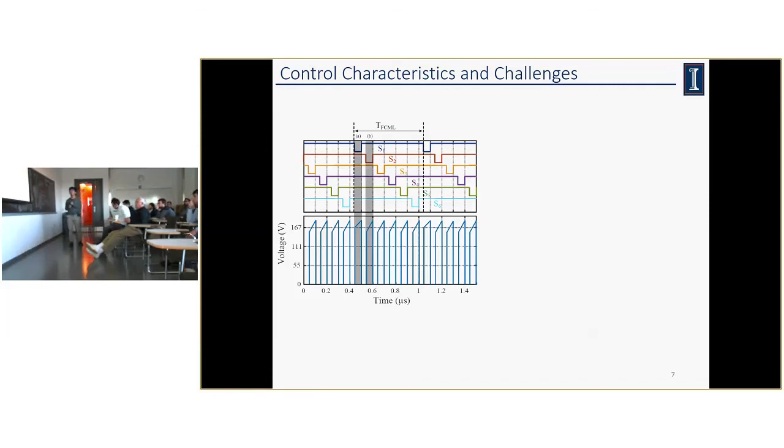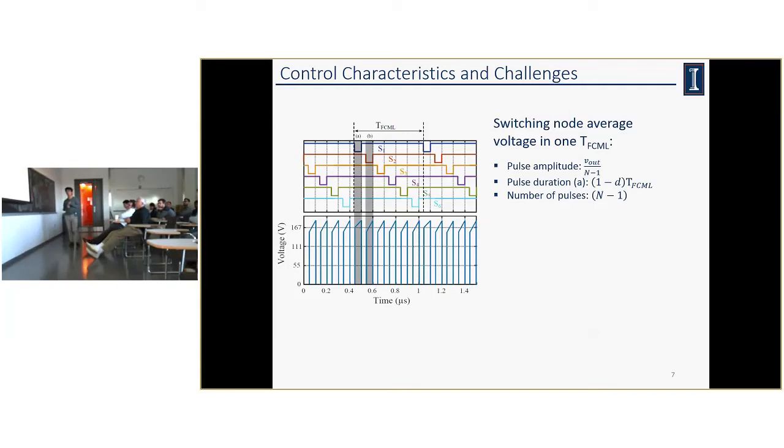So let's go to the control side and see how we can apply a very basic boost converter model to this problem. In power electronics we use state space averaging models for converters and then derive the small signal model. So first we need to identify if that works for the FCML boost converter. Looking at the waveform again, the pulse amplitude of the voltage at the switching node is V out over n minus 1. The pulse duration is when the switch goes low, so that's 1 minus D times the switching period. And during one switching period, there are n minus 1 of the pulses.